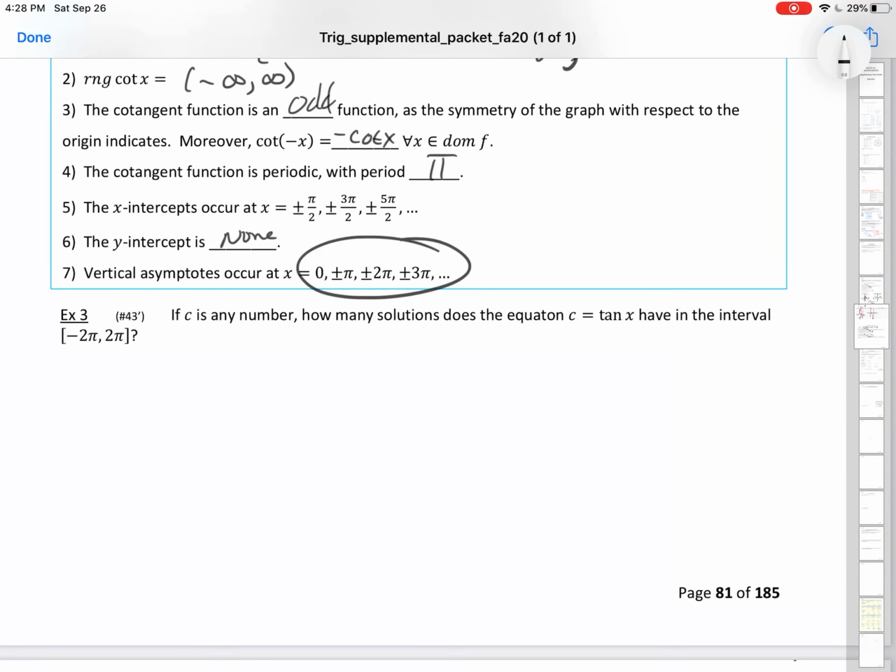If c is any number, how many solutions does the equation c equals tan x have in the interval from negative 2 pi to 2 pi? Well, let's talk about that. From negative 2 pi to 2 pi.